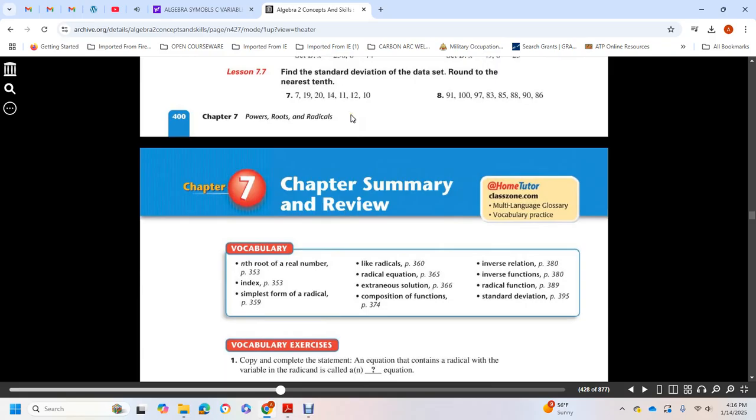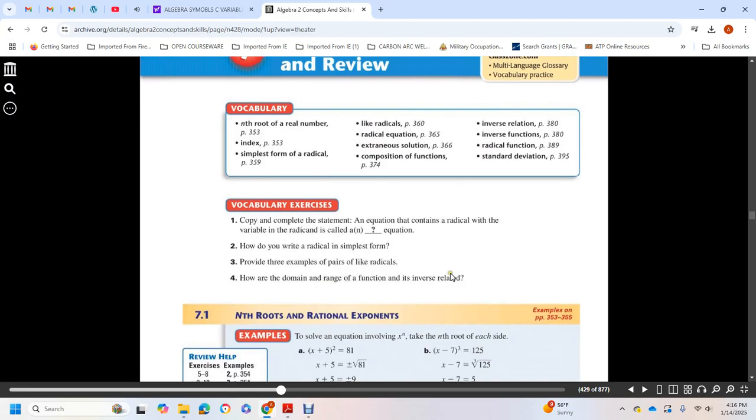Chapter 7 summary and review: nth root of a real number, index, simple form of a radical, like radicals, radical equation, extraneous solution, composition of functions, inverse relations, inverse function, radical function, standard deviation.